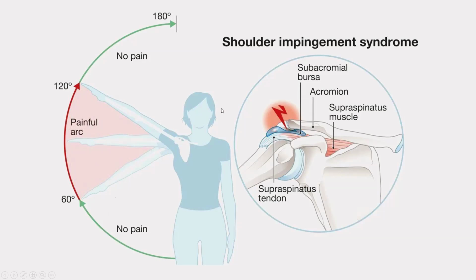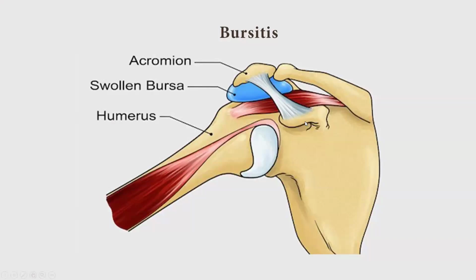But then it gets better because you get past that point. So this is a really classic test that you can do for yourself to determine whether or not you have shoulder impingement syndrome. But at the same time, it's also important to dive deeper to see what your shoulder impingement syndrome is made up of. Is it the tendon? Is it the joint? Is it the labrum? Is it the bursa? And so on. So bursitis, I wanted to dedicate a whole slide to this because it is so common.